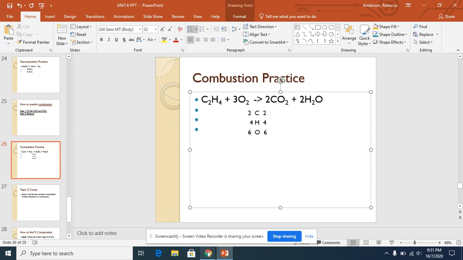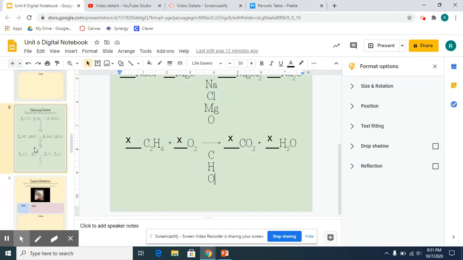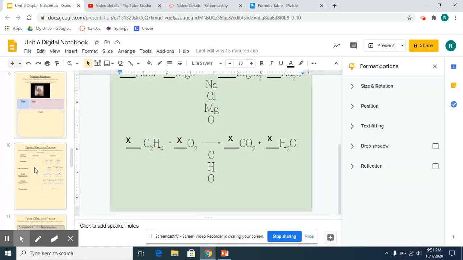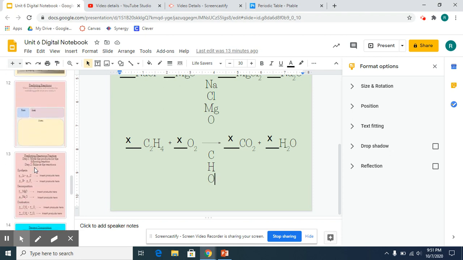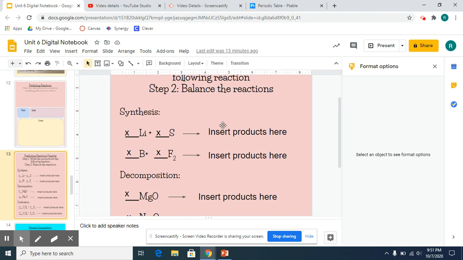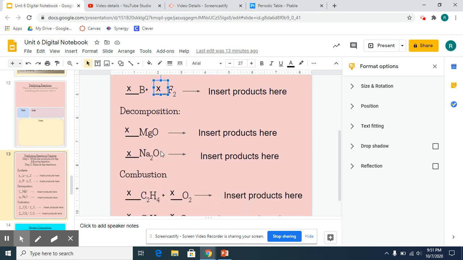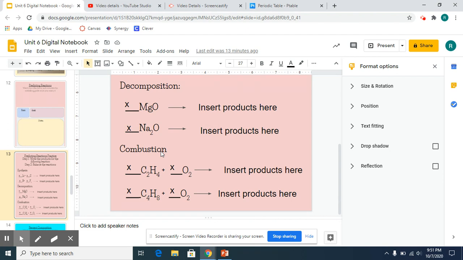So in your digital notebook for this, you have 2 examples of each. You have 2 synthesis. Here, you will just erase whatever is in this box where it says insert products. You'll put the right products. I put these blanks here, so if you need to put a number in front to balance, you can. You have 2 decomposition and 2 combustion.